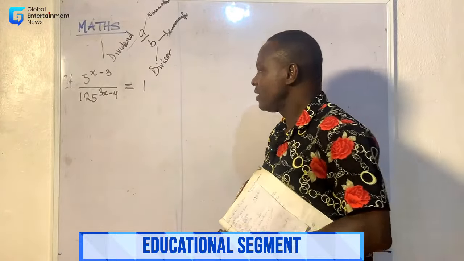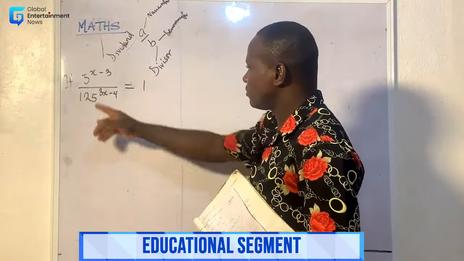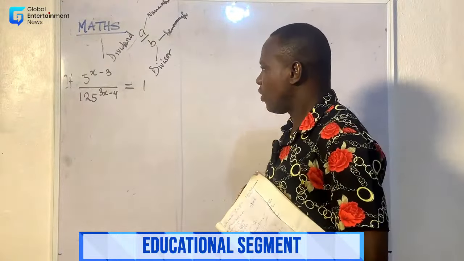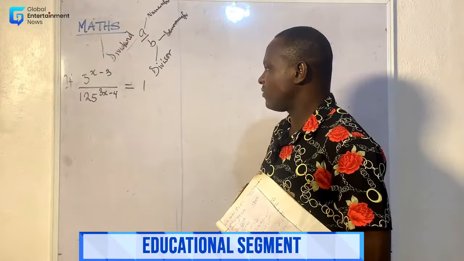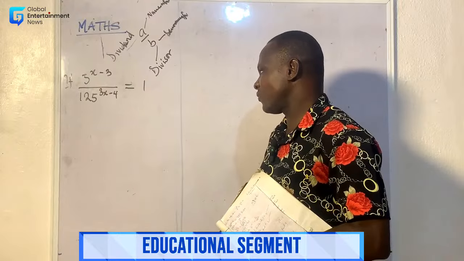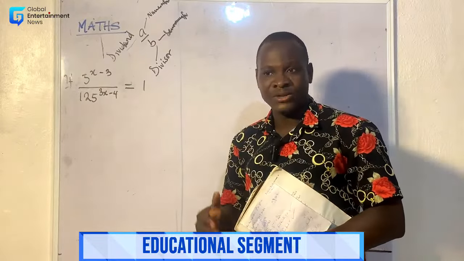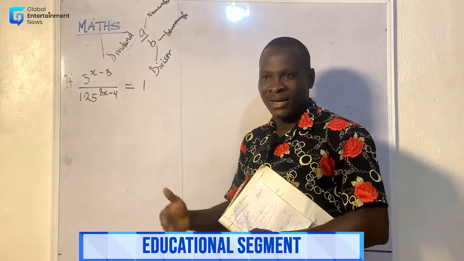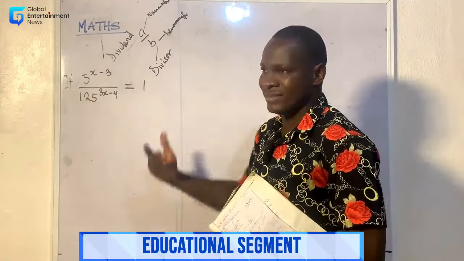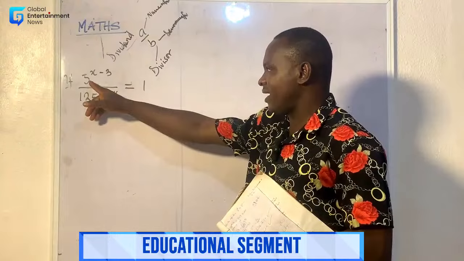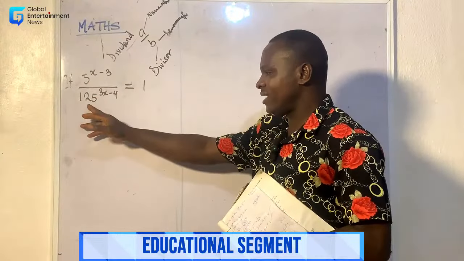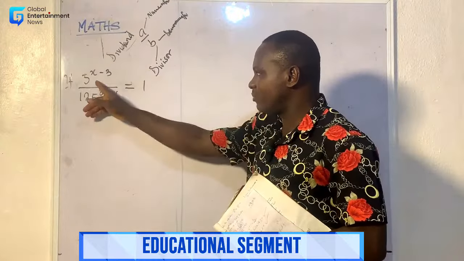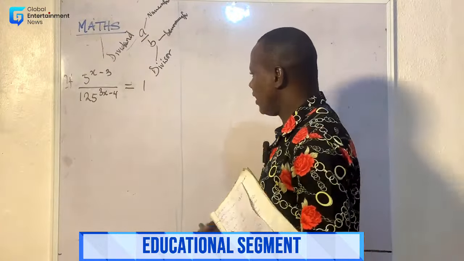Okay, this is our numerator, base 5 raised to power x minus 3 all over 125 raised to power 3x minus 4. If you remember, I told you that when you have a bigger base like this, you have to break it down to the least base. The least base we have here is 5. What we have here is 125. Let's break 125 down into the base of 5. Okay, let's do it together.